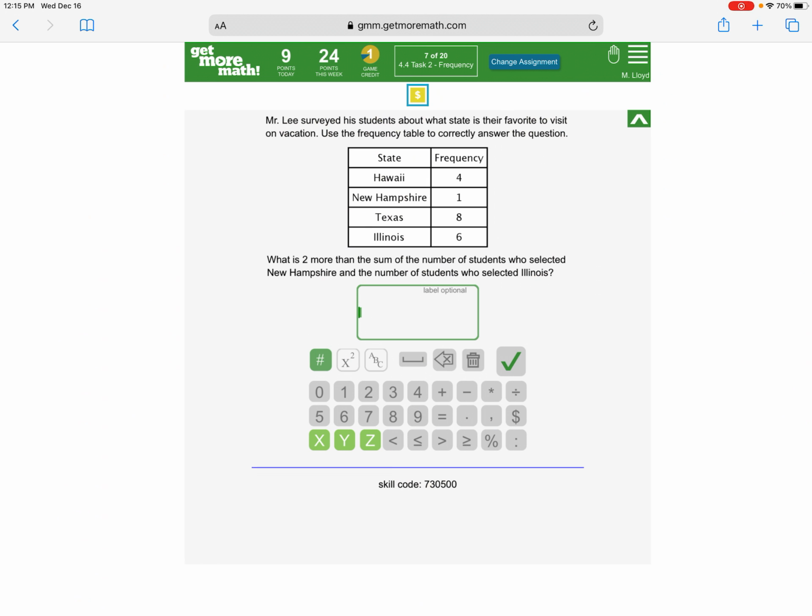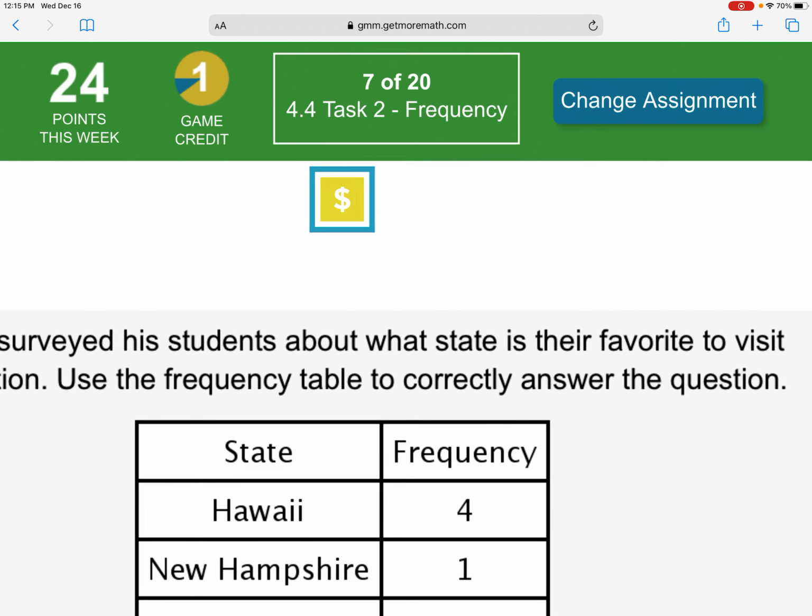All right, I think on that note I should stop because that was pretty awful. But hopefully those examples might have helped you a little bit. Good luck getting your 20 points in 4.4 task number 2.